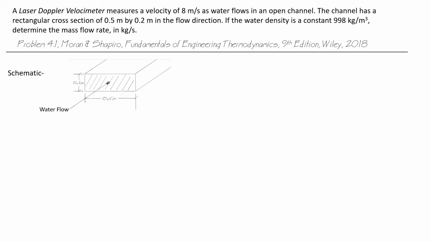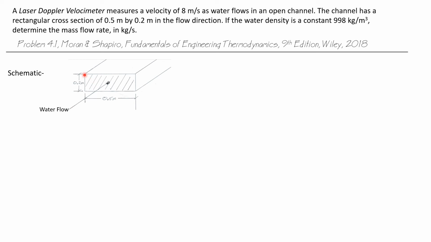Let's solve our first problem with open systems. A laser Doppler velocimeter measures a velocity of 8 meters per second as water flows in an open channel. The channel has a rectangular cross-section area of 0.5 meters by 0.2 meters in the flow direction. If the water density is a constant 998 kilograms per cubic meter, determine the mass flow rate in kilograms per second.